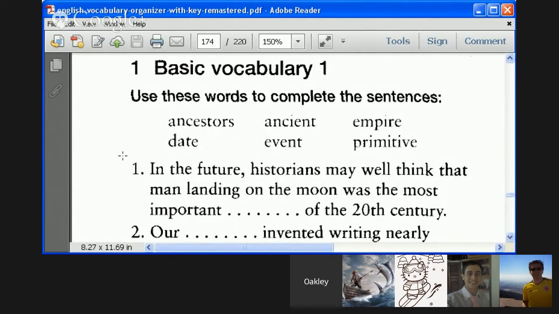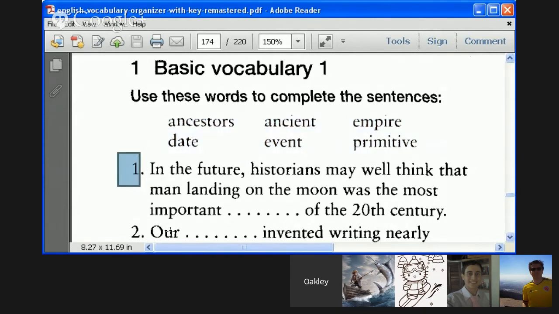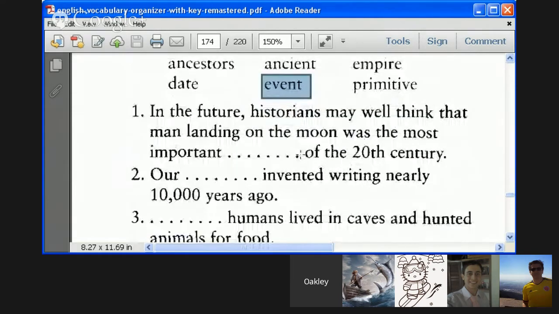All right, now we're going to get started. Heidi, we're going to do a fill-in-the-blank exercise using these words. Please read the sentence and fill in the blank. In the future, historians may well think that man landing on the moon was the most important event of the 20th century. Event. Absolutely. Events are happenings which people remember. All right. Pretty straightforward.